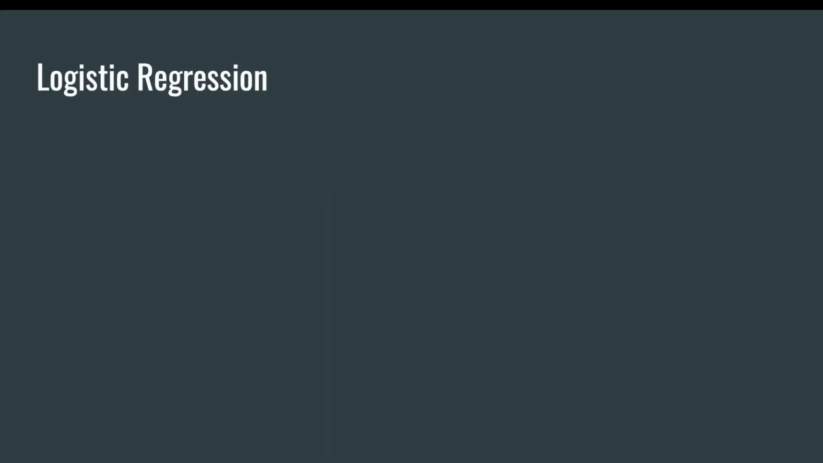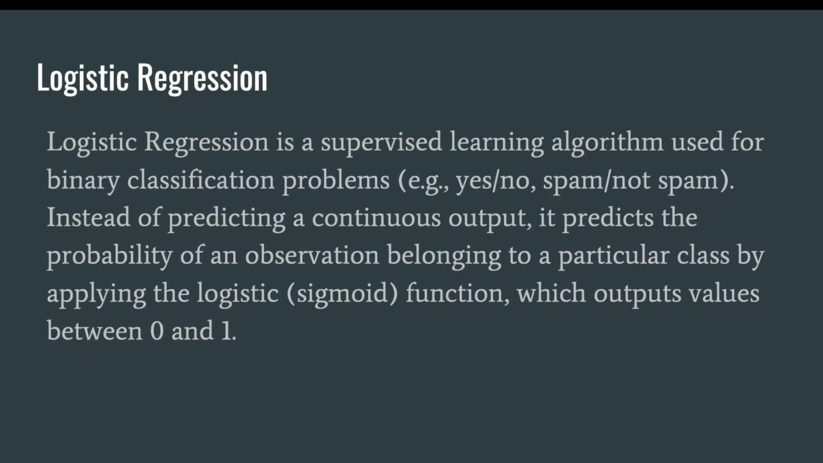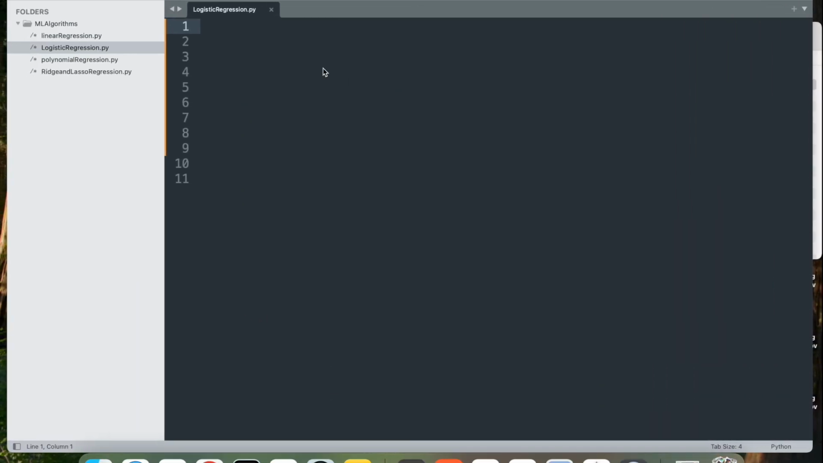Logistic regression. Logistic regression is a supervised learning algorithm used for binary classification problems. Example, yes, no, spam or not spam. Instead of predicting a continuous output, it predicts the probability of an observation belonging to a particular class by applying the logistic, which is the sigmoid function, which outputs values between 0 and 1. So let's go ahead and write code for this.